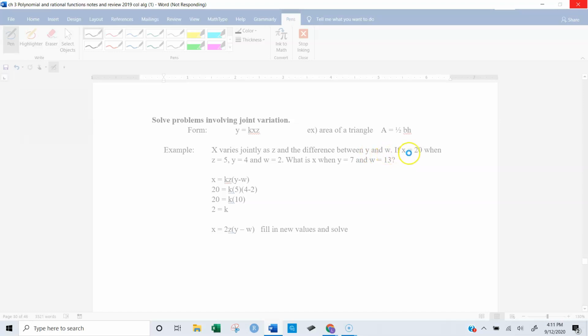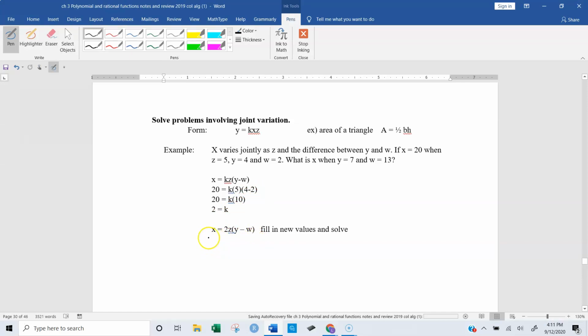Now we're going to replace our things. So X is 20, Z is 5, Y is 4, and W is 2. Now we're just doing math. So 5 times 2 is 10, divide, and K is 2. So we set up our new equation, and X equals 2 times Z times (Y minus W).